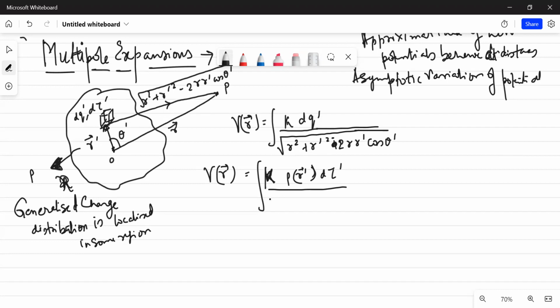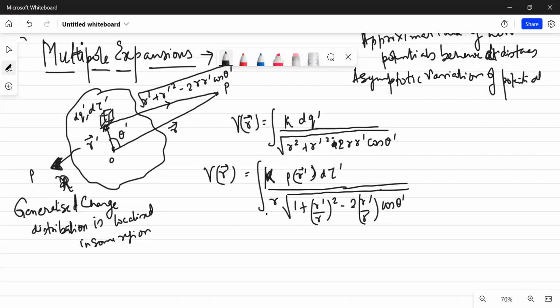So if I just take r common out, I'll get root over 1 plus r dash upon r ka whole square, and then I will get minus 2 r dash upon r, and then I will get cos theta dash. Is that clear? ये चीज समझ में आ गई यहाँ तक? I don't think यहाँ तक किसी को भी इशू होना चाहिए.